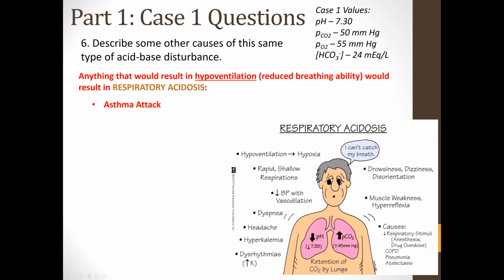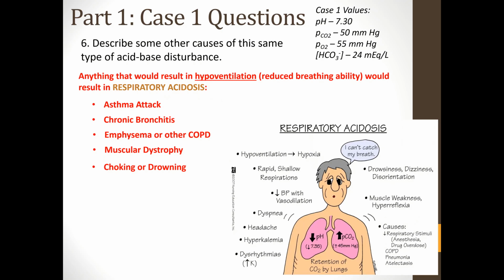Some of the things that can cause hypoventilation include asthma attack, chronic bronchitis, emphysema or other chronic obstructive pulmonary disorder, and muscular dystrophy. If you have a weakness in your muscles, that's going to include your diaphragm and external intercostal muscles, so you won't be able to breathe as efficiently. Choking or drowning, both of which will stop your breathing completely. Opioid overdose, so taking too much morphine or heroin or any type of opioid will slow your breathing to dangerous levels.